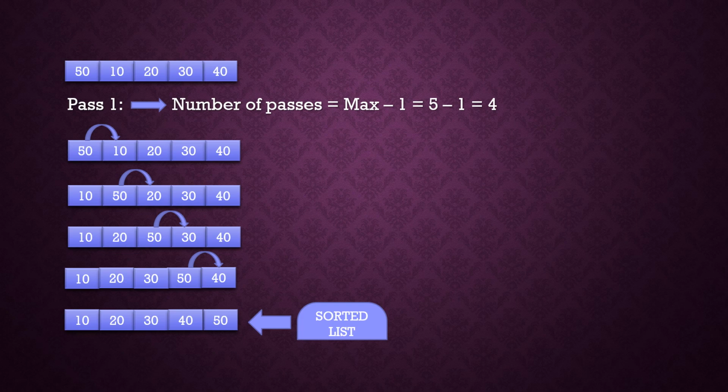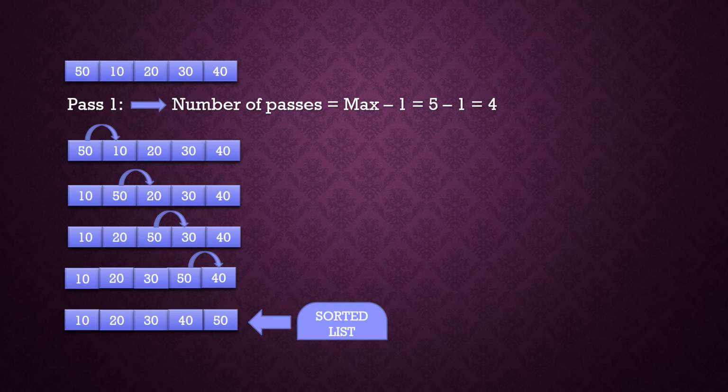In the second step, we will follow the same procedure, and here we will swap 50 with 20 because 20 is smaller than 50. In the third step, the process will be the same. Now we will compare 50 with 30, and as 30 is smaller than 50, we will exchange them with each other. Now lastly we will compare 50 with the last digit, which is 40, and since 40 is smaller than 50, we will change their positions with each other.